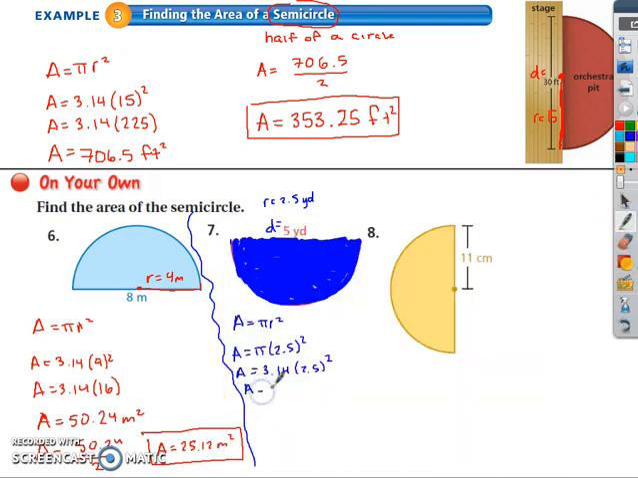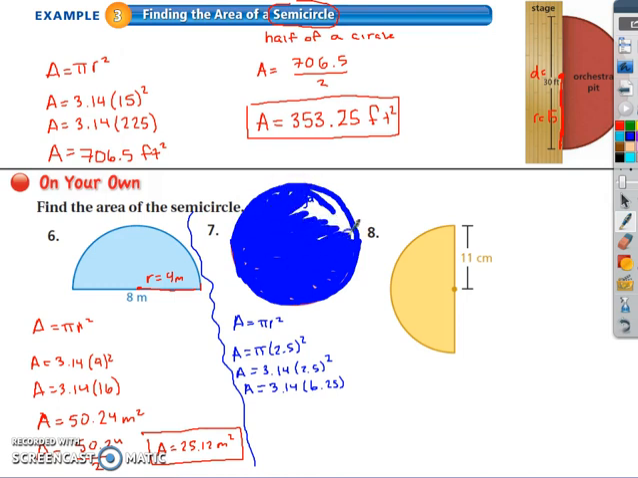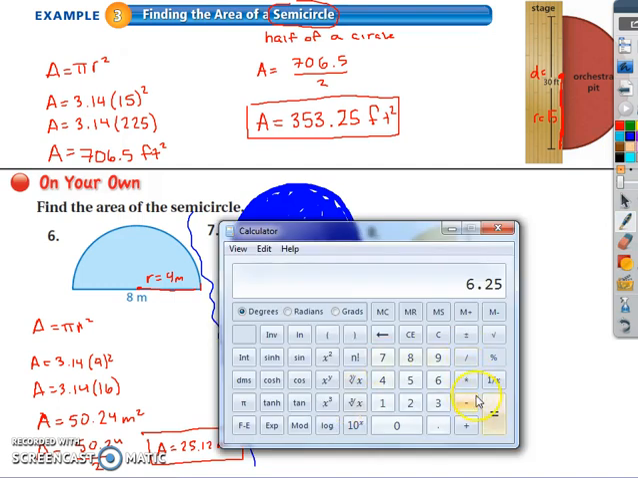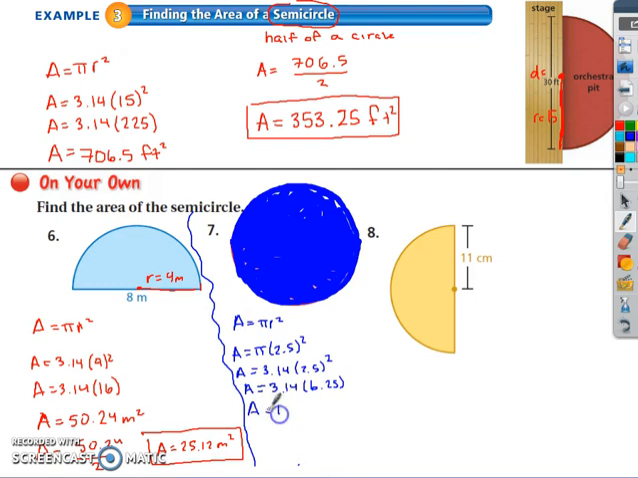So area equals 3.14 times 6.25. Now remember that what we're finding here is actually the area of this circle if it were whole. So we're going to need to continue our multiplication, but then we're going to need to take into account the fact that we are finding a whole circle, not just half of a circle. So I multiply 3.14 by 6.25, and I get a product of 19.625. So the area of this whole circle is 19.625. However, again, we only have half of a circle.